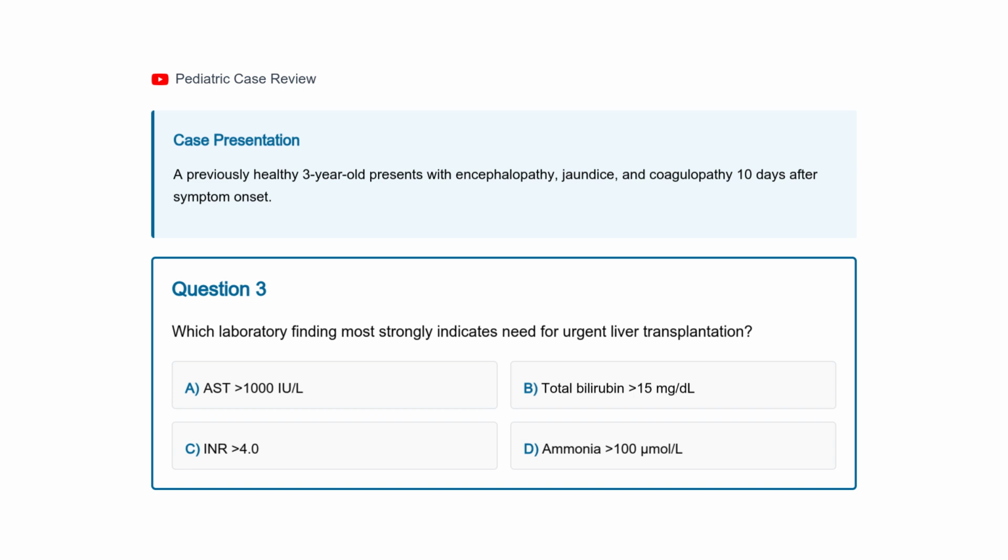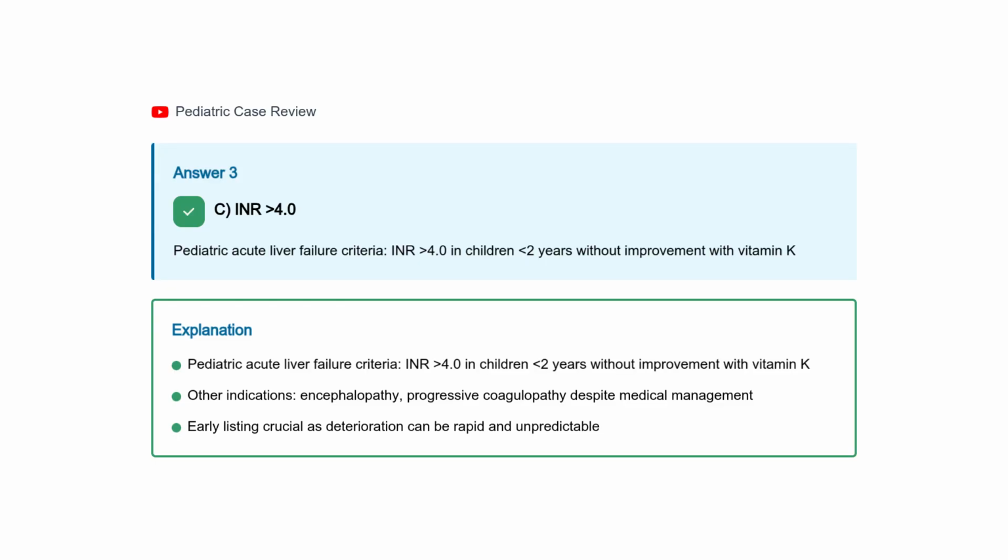A previously healthy 3-year-old presents with encephalopathy, jaundice, and coagulopathy 10 days after symptom onset. Which laboratory finding most strongly indicates need for urgent liver transplantation? Option A, AST greater than 1000 international units per liter. Option B, total bilirubin greater than 15 milligrams per deciliter. Option C, international normalized ratio greater than 4.0. Option D, ammonia greater than 100 micromoles per liter. The correct answer is C, international normalized ratio greater than 4.0.